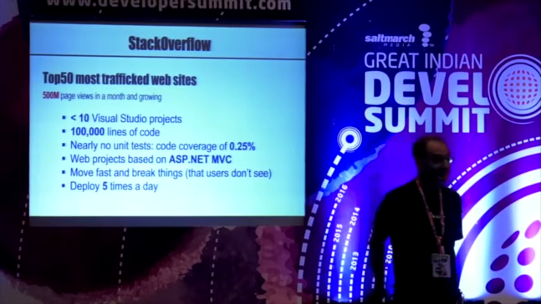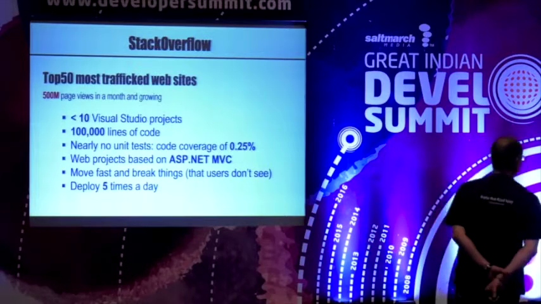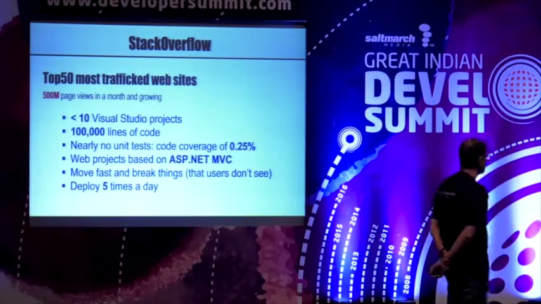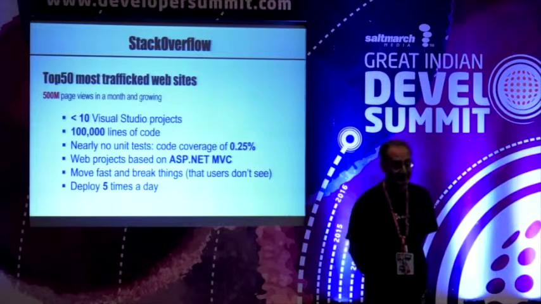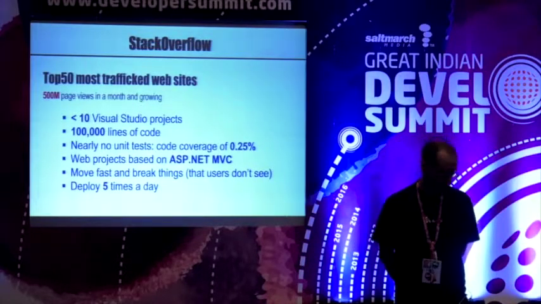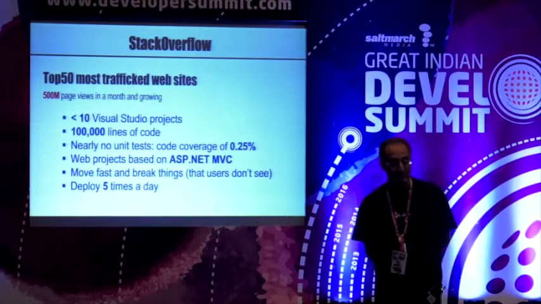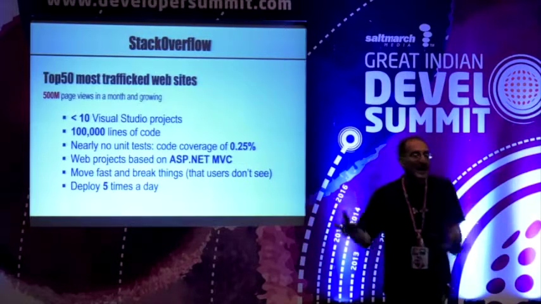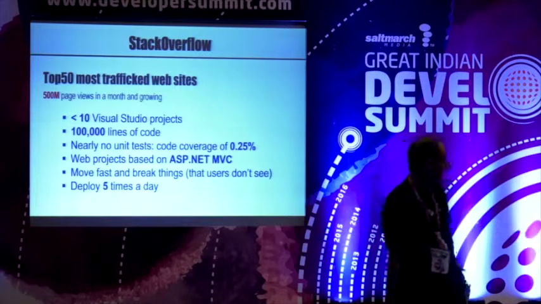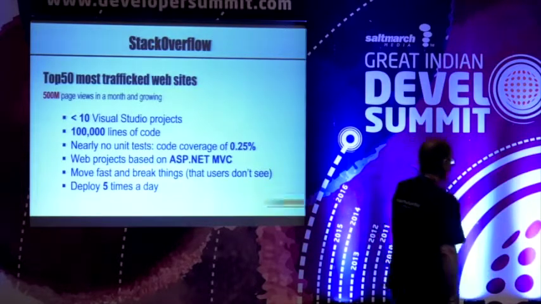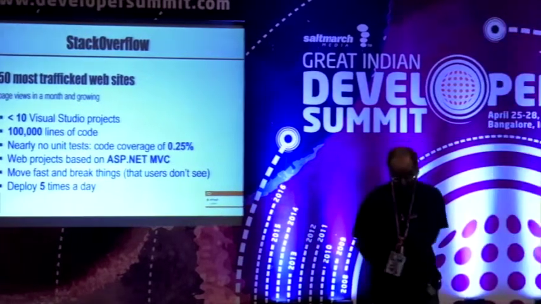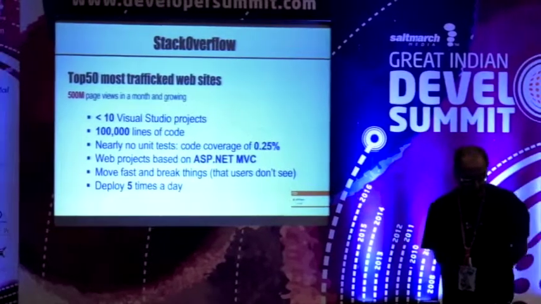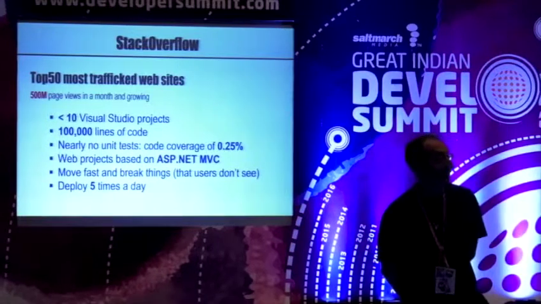And the project is something like a few Visual Studio projects and approximately 100,000 lines of code. Can you believe it? They have no unit tests, or nearly no unit tests. 0.25% of code coverage. Okay. Not that I'm just reporting their numbers, which is public. There's a link on the next slide. It's public information. ASP.NET MVC projects, and they deploy a few times a day, and the purpose is move fast and break things as soon as possible.